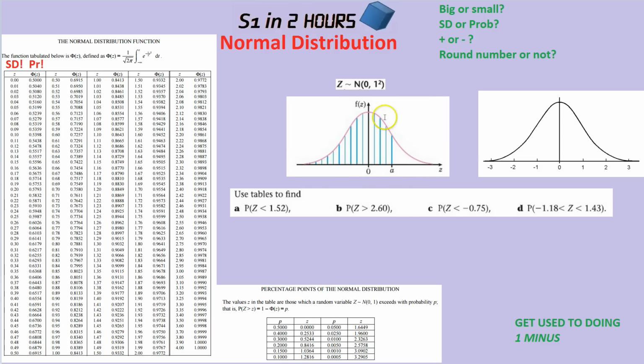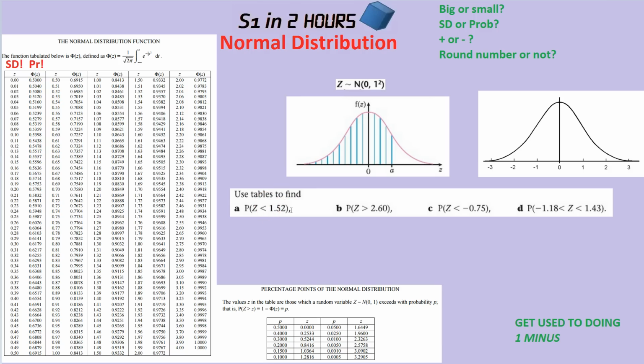This is also known as a bell curve and comes in all the time in economics and all sorts of other fields. So it's really quite important to know about. And the question would look something like this. Well, a starting question, then in later videos I'll do harder questions. Use the tables to find the probability of Z being less than 1.52 standard deviations.